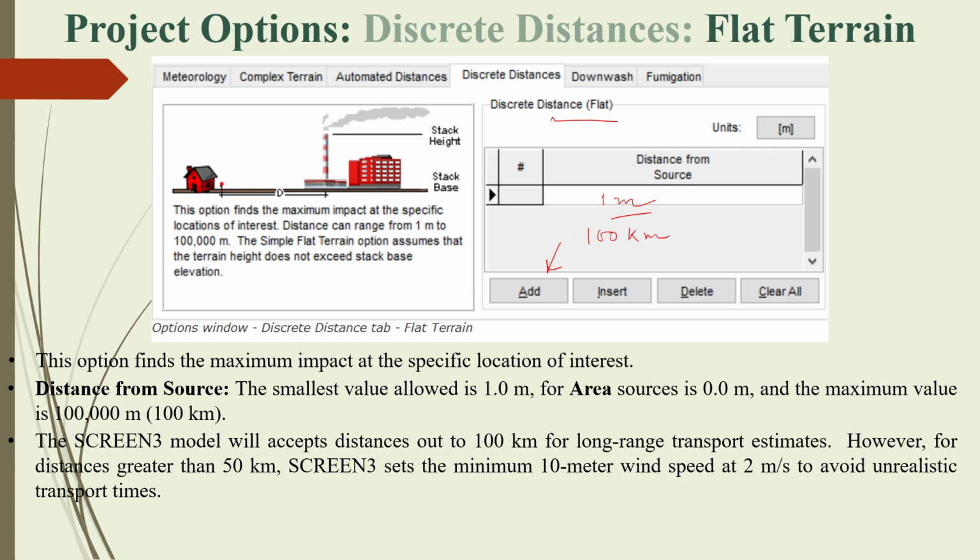So the SCREEN model will accept distances out to 100 kilometers for long range transport. However, for distances greater than 50 kilometers, SCREEN sets the maximum 10-meter wind speed at 2 meters per second to avoid unrealistic transport times.